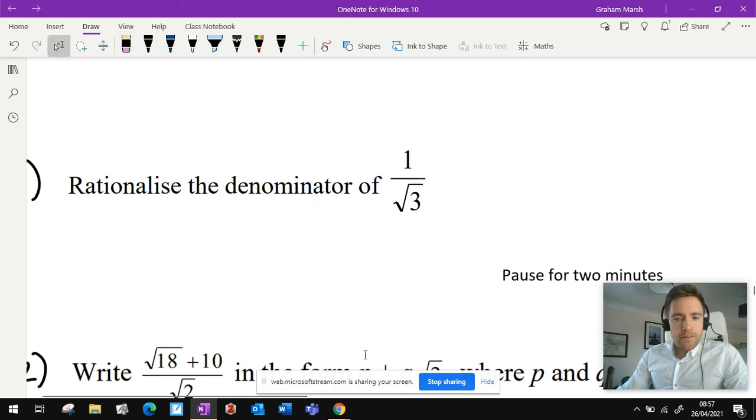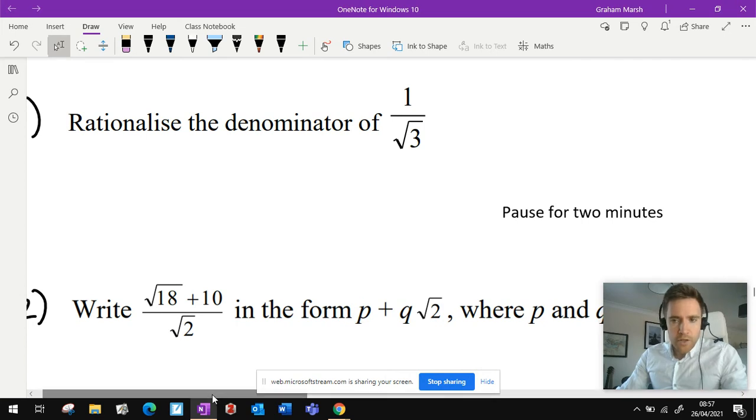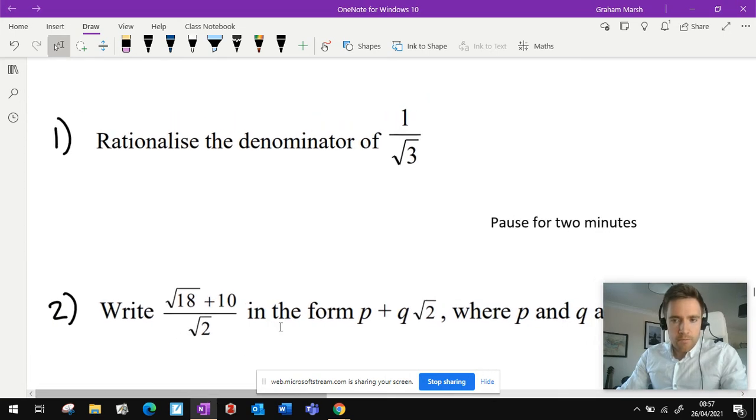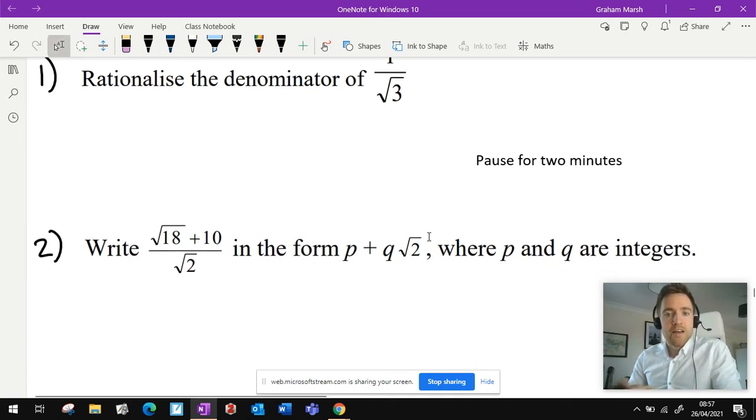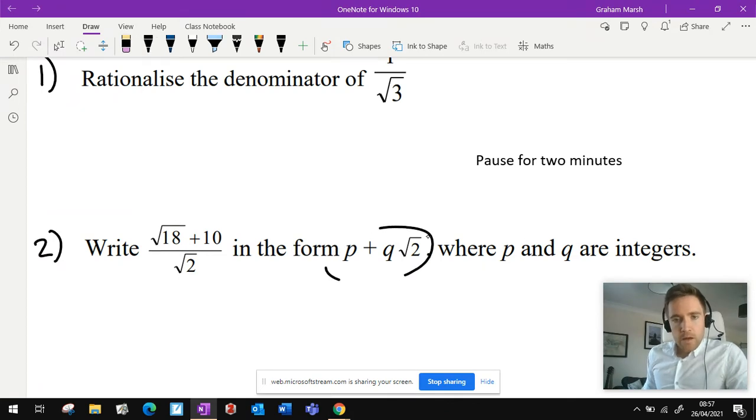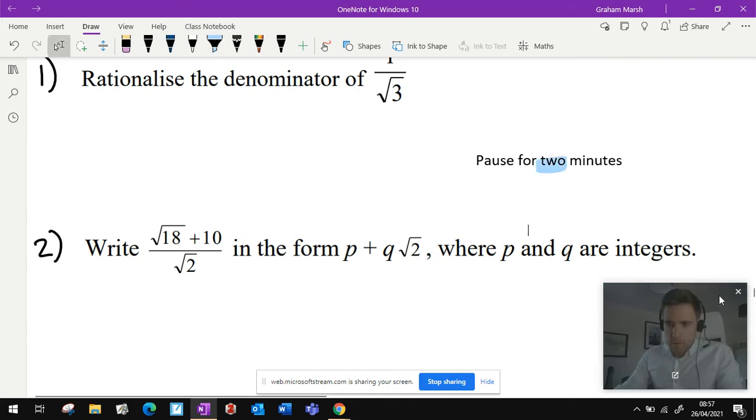We'll now look at two more questions involving powers. These ones are simplifications of surds. In the first case, rationalizing a simple denominator. In the second case, doing the same thing. Let's move it so you can actually see that. The same thing, but then writing the final answer in this form here. Again, please pause this for a couple of minutes and try these, and then I'll show you the answer.